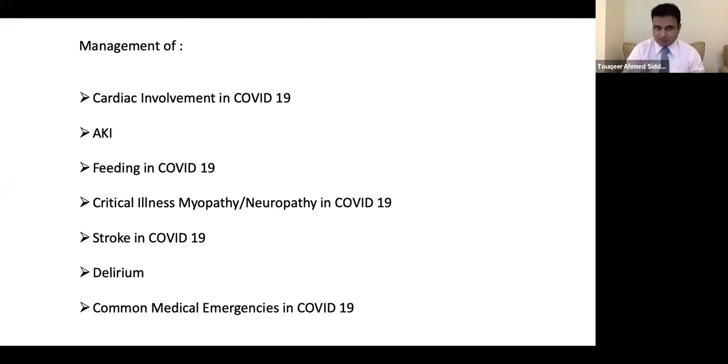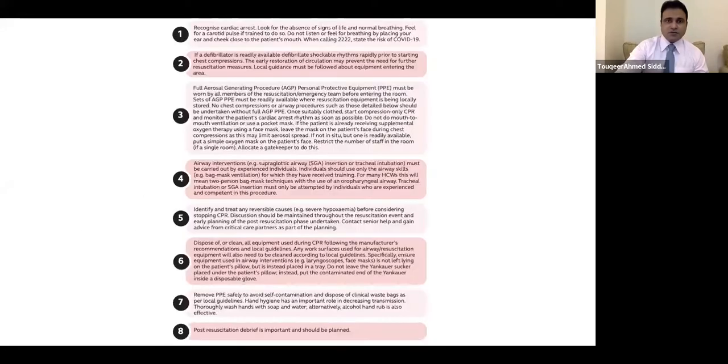Delirium is an issue. It's a separate topic in itself. Use dexmedetomidine, clonidine, risperidone, or quetiapine and olanzapine. When you're using them, be careful and watch the QTC. Common medical emergencies are still common in patients who have got COVID. So be mindful of them and take care of them and treat them. CPR is going to be discussed tomorrow, so I'm not going to go through the algorithm.